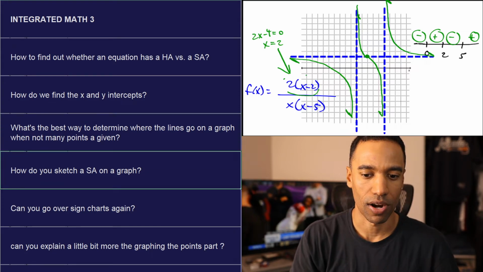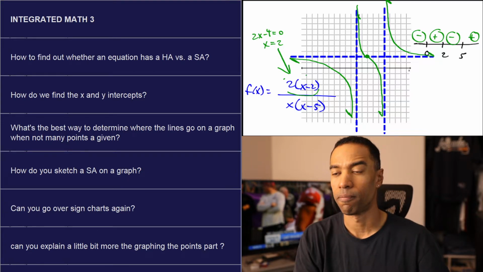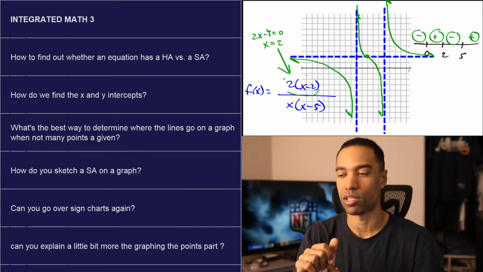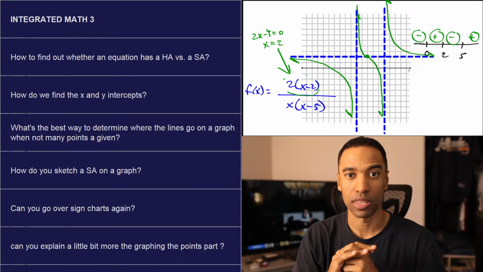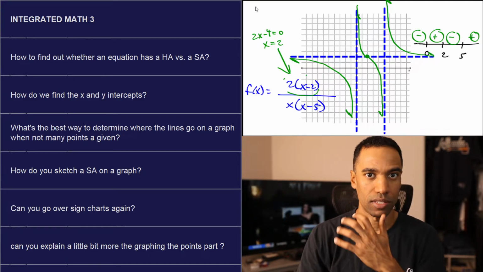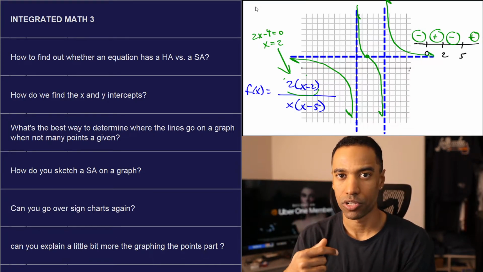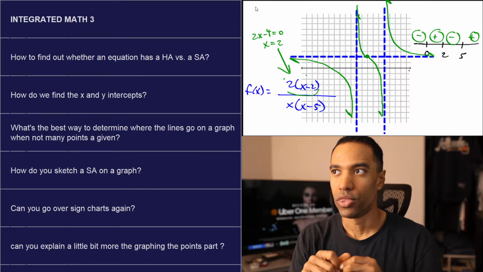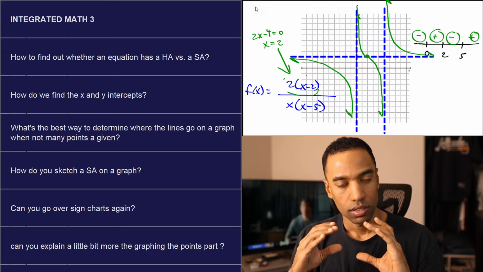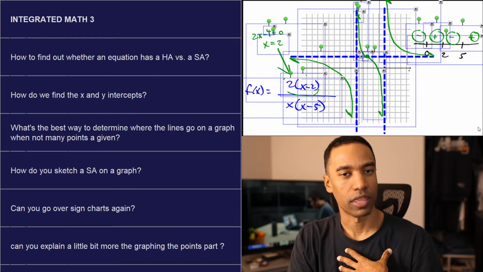All right, next question here. How do you sketch a slant asymptote on a graph? So I kind of answered that in question number 1. It was in a big way. I hope that you can find part of my answer there when I talk about using long division. But the answer is, if a slant asymptote exists, that means that the numerator is larger than the denominator by degree, and you have to use long division to come up with the quotient equation.